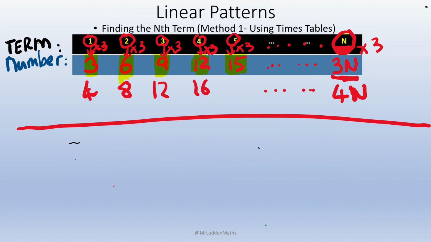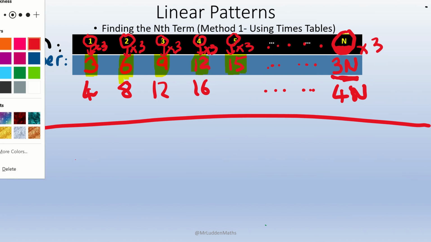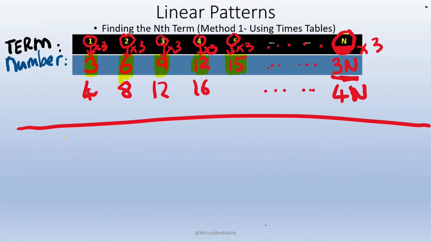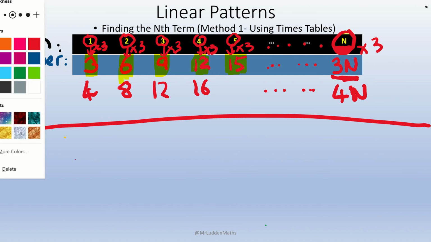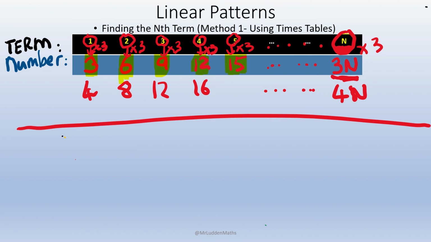Okay. So I'm going to go with another linear sequence, and this time I'm going to go with 8, 13, 18, 23, 28.